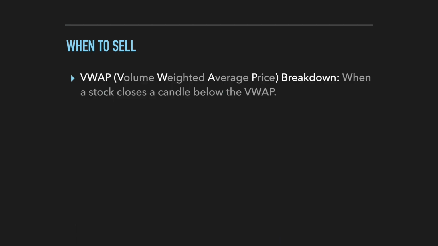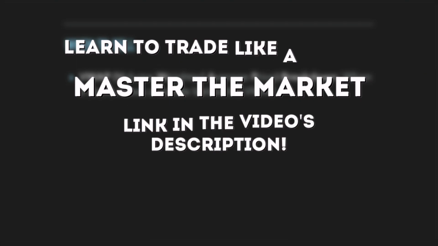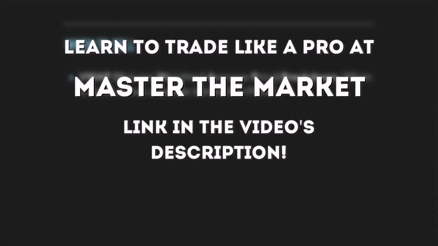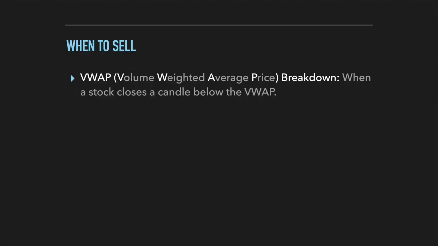And another reversal indicator that we see all the time in the market that can be a really good indication to sell out of your position is going to be when there is a breakdown below the VWAP. The VWAP is another indicator that we can put on our charts, and this stands for the volume weighted average price. And more specifically than just a breakdown below the VWAP, what I personally like to look for is when a stock closes a candle below the VWAP, as opposed to a stock that is just very quickly breaking below the VWAP and then bouncing back above it.